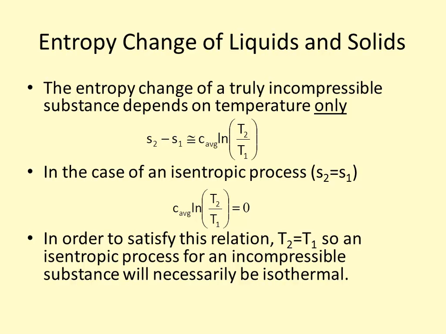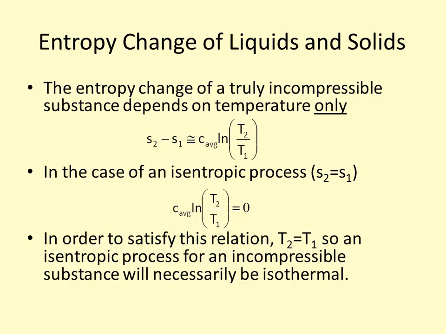And if a substance is truly incompressible, then it only depends on temperature, so we don't have to worry about anything else. And if it's an isentropic process, then this integral is equal to 0. So S2 minus S1, since S2 equals S1, will be 0 on that side of the equation. And how do we get the natural log of something equal to 0? Well, C can't be 0. The specific heat can't be 0. So T2 must be equal to T1, because the natural log of 1 is 0.